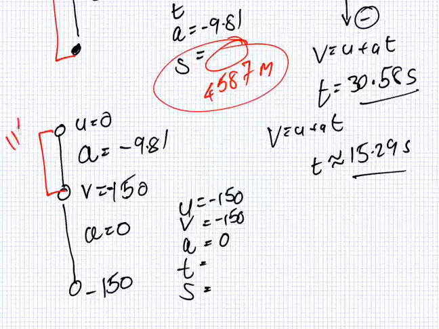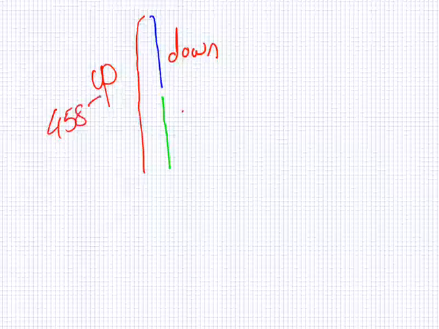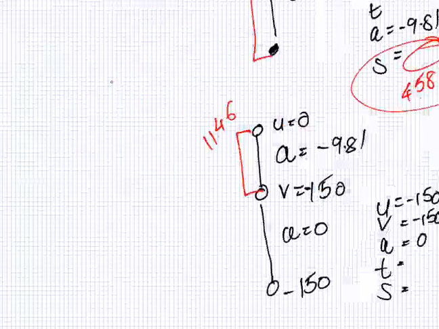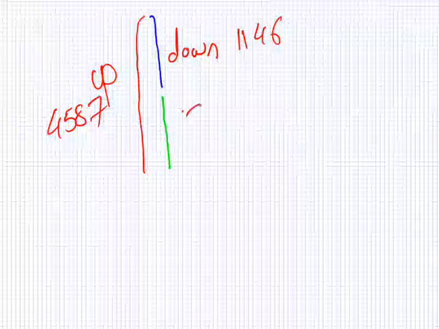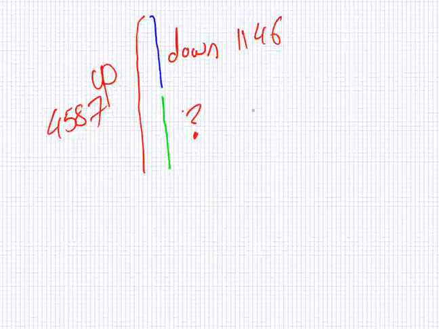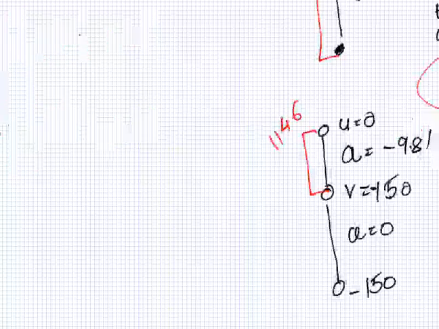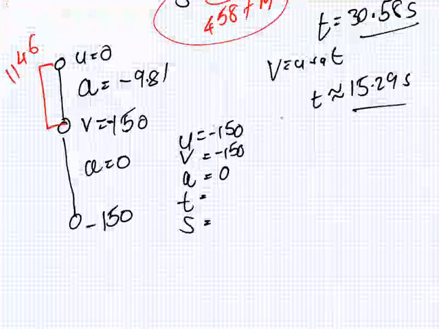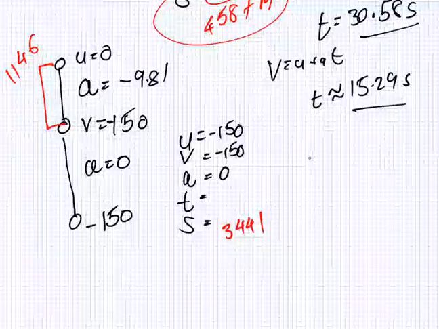So I want the time. Again, v equals u plus at, so I get t is roughly 15.29 seconds. And then for the last part of the journey, it goes at 150 and stays at 150 until it hits the ground. It doesn't go any faster. So here there's no acceleration.